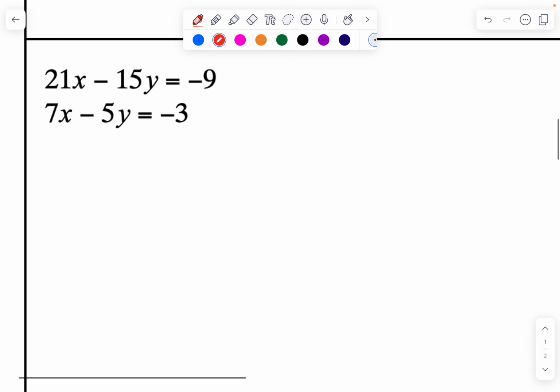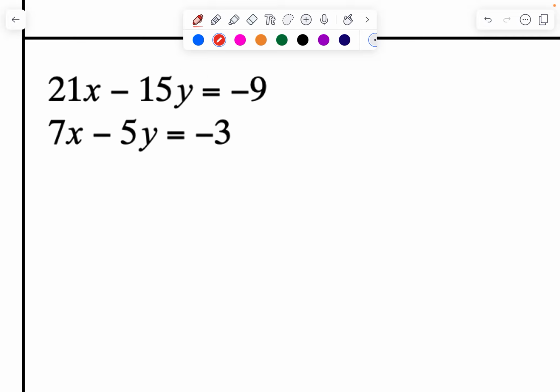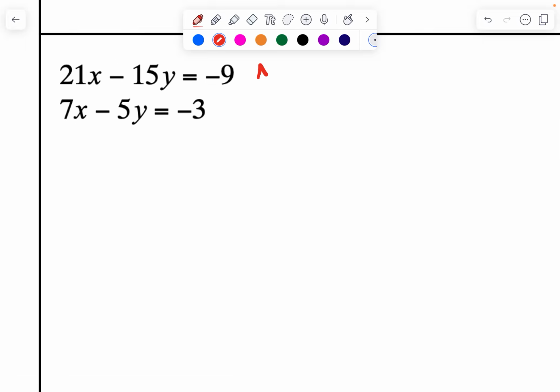All right, let's look here. I notice that I don't have opposite numbers in front of either my x's or my y's. I have 21x minus 15y, 7x minus 5y. So now we need to decide which one of these do we want to eliminate. I either have to eliminate the x or the y. Sometimes it's easier to eliminate one over the other. In this case, it really doesn't matter. So I'm going to choose to eliminate my x. Just going to make a note to myself.